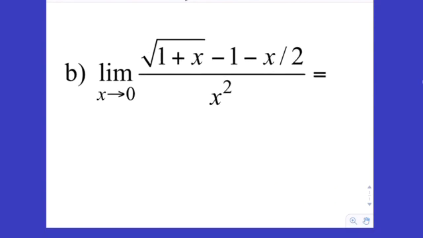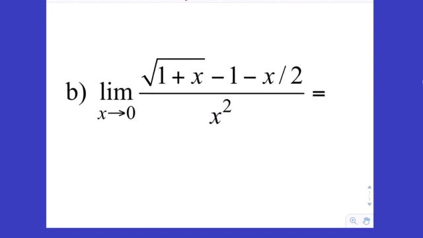All right. The limit as x goes to 0. Oh, boy. Direct substitution. Square root of 1 is 1. 1 minus 1 is 0. 0 minus 0 is 0. Okay, so I get 0 on the top. Does that mean it's going to be indeterminate if I get a 0 on the top? No, because I could get something other than 0 on the bottom, which would be a determinate form. But alas, 0 squared is 0.